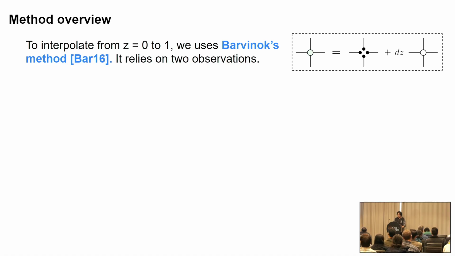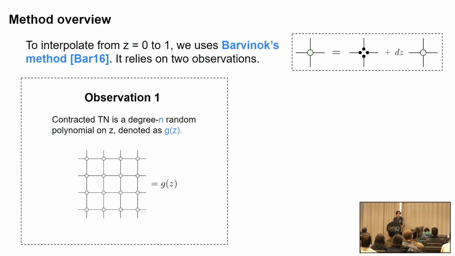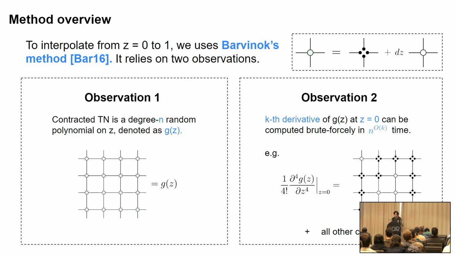And this method relies on two observations. Firstly, we know that the contracted tensor network value is a degree n random polynomial on z, where n is the system size, and we denote this polynomial as g(z). And secondly, the k-th derivative of this polynomial on z at z equals 0 can actually be computed brute-forcefully in a time exponential in k.